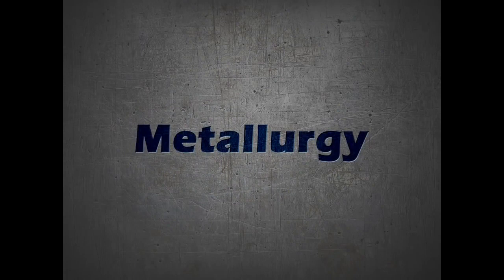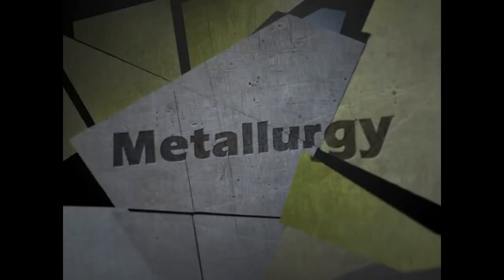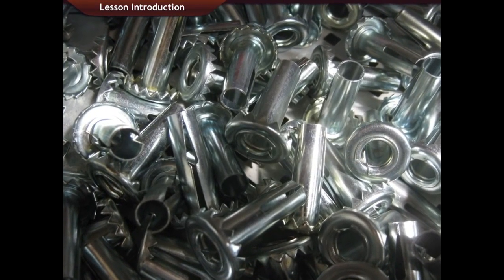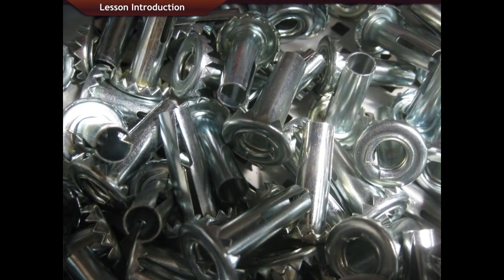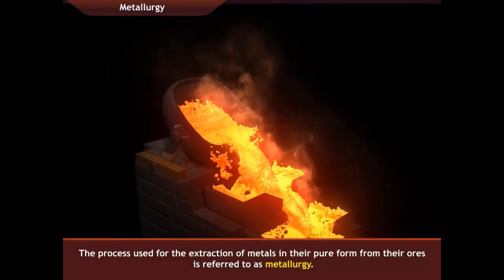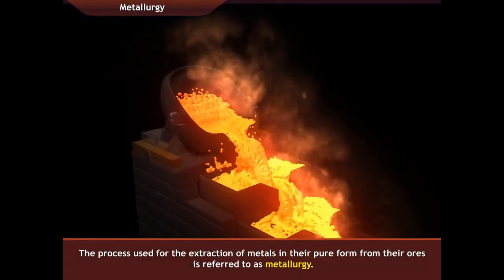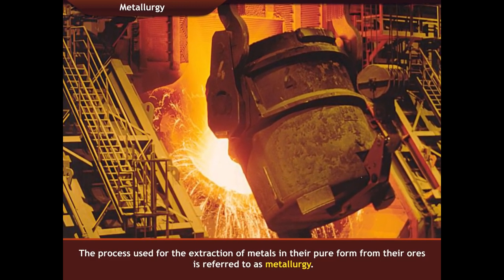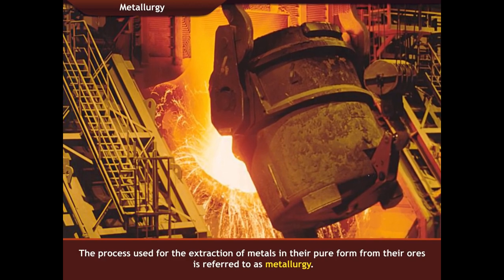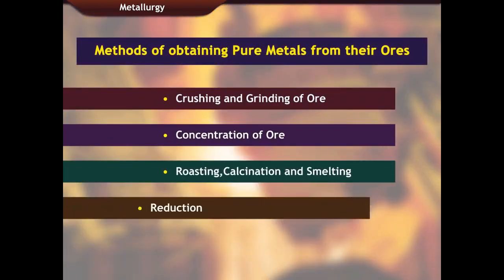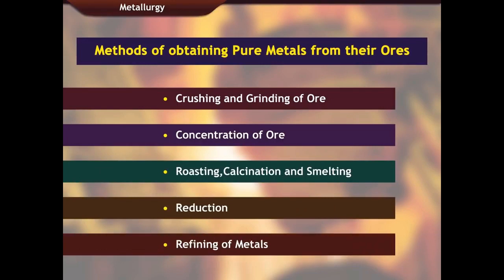Metallurgy. In this lesson, we shall learn about metallurgy and the process of obtaining pure metal from ore. The process used for extraction of metals in their pure form from their ores is referred to as metallurgy. Pure metals can be obtained from their ores through 5 steps.